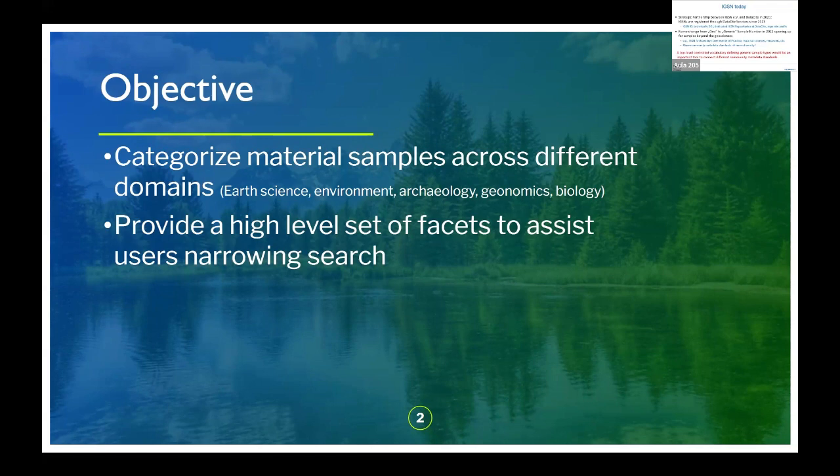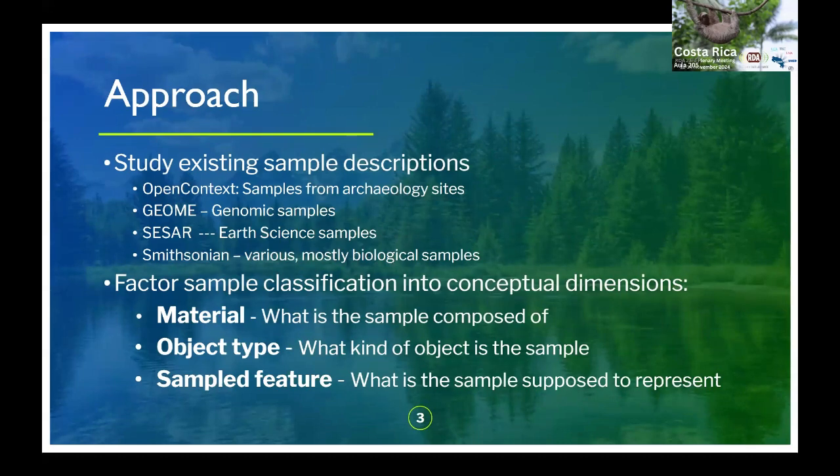So we're dealing with samples for earth science, environmental science, archaeology, genomics, and biology from a number of different participating organizations. The idea of the sample categorization that we're trying to do is to provide a high-level set of facets to assist, mostly in narrowing search results. So you're interested in samples of a particular type, you know, archaeology artifacts, tissue samples, rocks, sediment samples, water samples, different kinds of things depending on the sort of science you're doing. So the idea of the application for these vocabularies is in developing these facets.